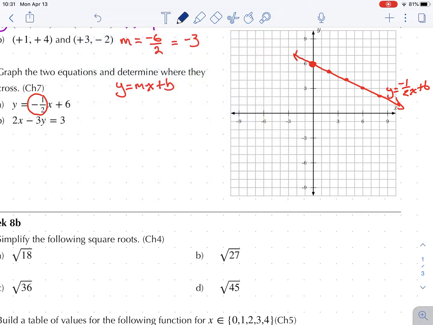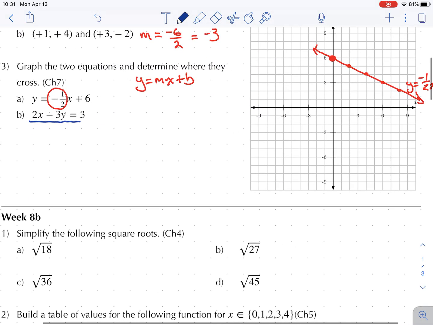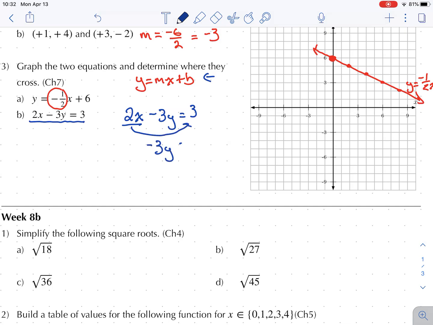Alright, so let's take a look at letter B. Letter B is 2x minus 3y equals 3. This is not in our form y equals mx plus b. But we can put it into that form. So to do that, we need to isolate our y. So let's take a look. 2x minus 3y is equal to 3. I move my 2x from one side to the other side. And I'll get negative 3y is equal to minus 2x plus 3.